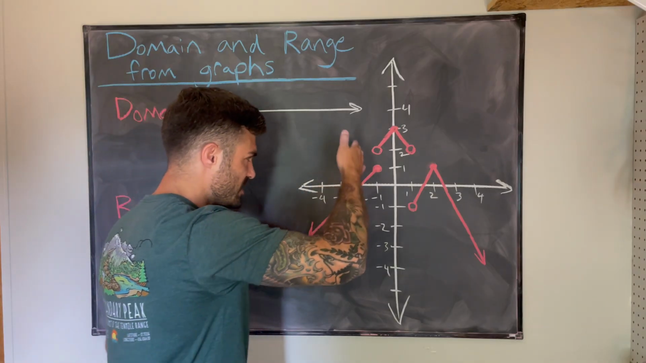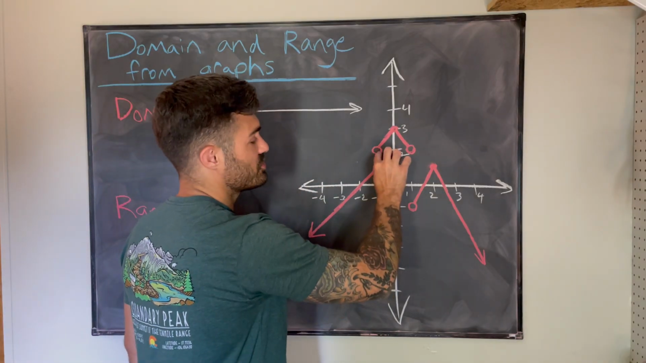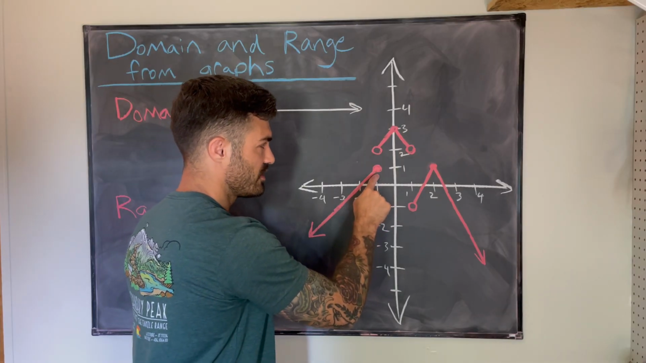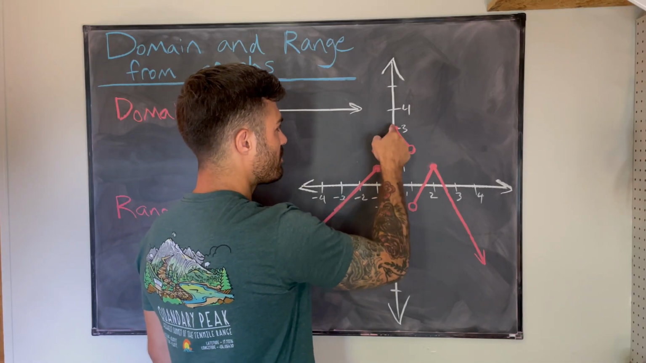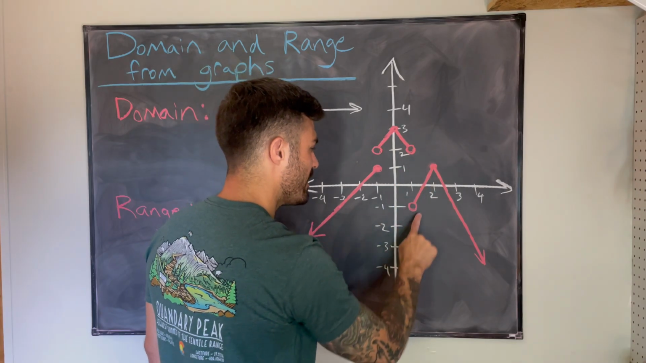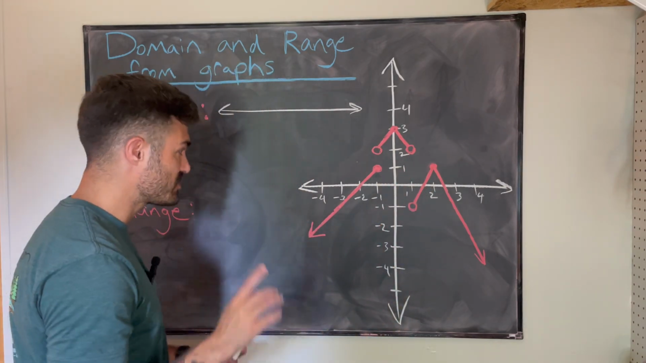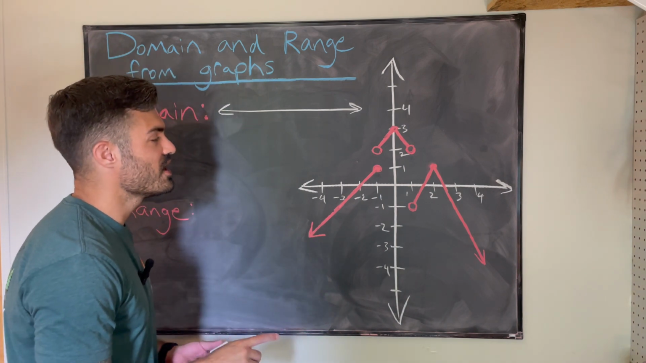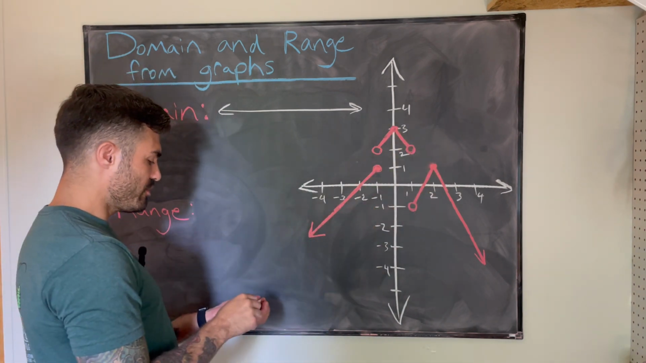X values are represented, boom. At -1, there's a jump here, but -1 is represented as an x coordinate of this point. Continue, these are all good, these are all good. Ooh, there's a hole here and a hole here. 1 is our first number that is not an element of the domain. 1 is not an x coordinate of a point on this graph.